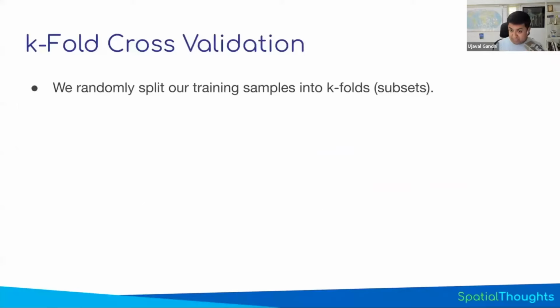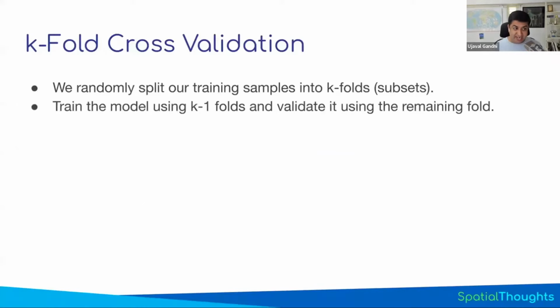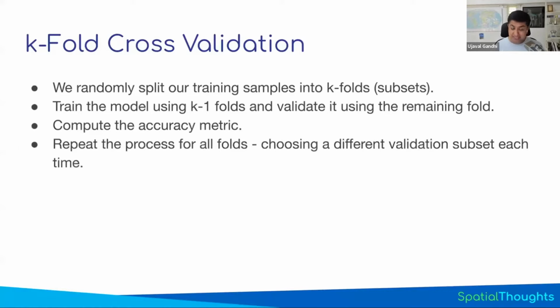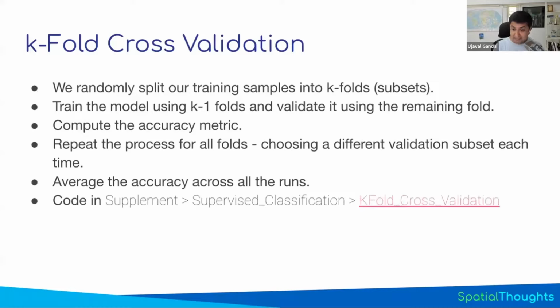So the algorithm for k-fold cross-validation is we randomly split our data into k folds and train the model using k-1. So if it's 10 folds, use 9 folds for training, 1 fold for validation. Compute the accuracy metrics, either overall accuracy or F-score, whatever accuracy metric you want to use. Repeat the process for all folds, so 10 times, and then average the accuracy metric for all runs. That's your final number, and this is a more robust method for computing accuracy. We have the code available for this in the supplement. Let's go through the script and learn how the code works.